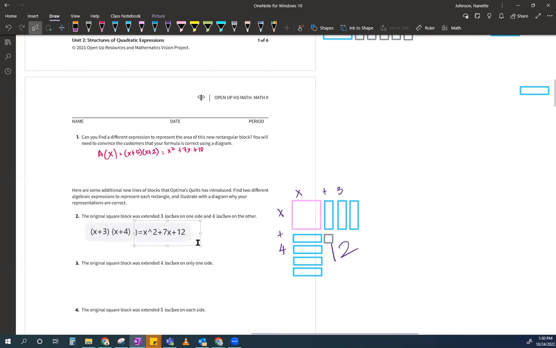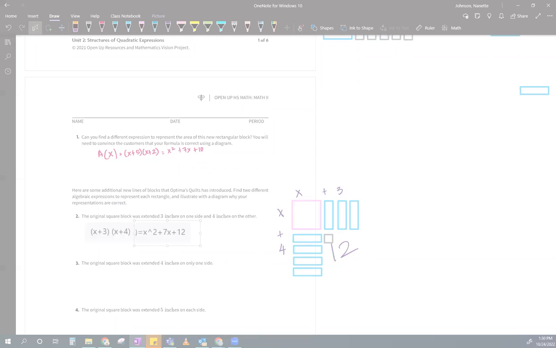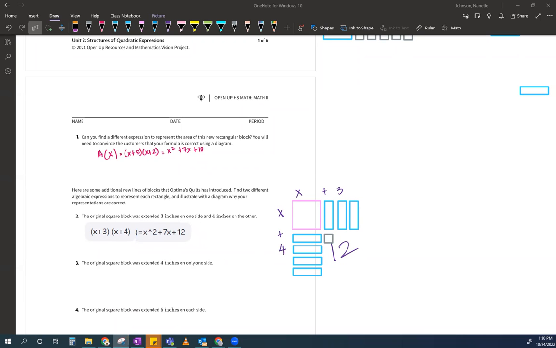Okay, so which part of this is confusing? Do you know how to extend it 3 inches, plus 3? Do you know how to extend it 4 inches, plus 4? Do you know how to go x squared plus 7x plus 12? Okay, yeah. Why did we get this 4 times 3? Someone says, hey, Ms. Johnson, it's because 12 is equal to 4 times 3. Exactly. So this comes from right here: 12 because 4 times 3.